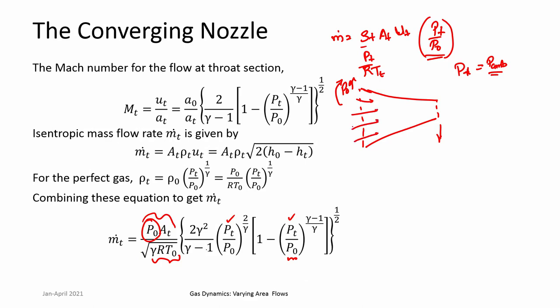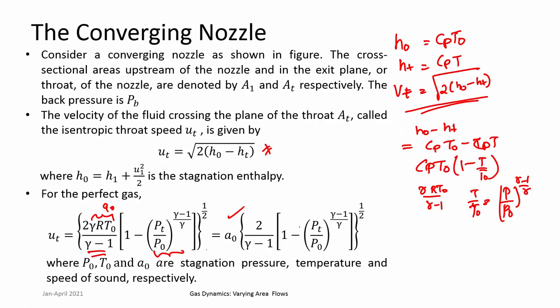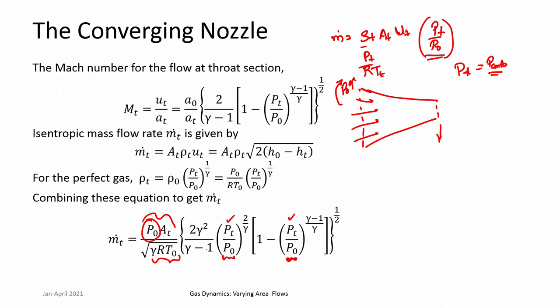The mass flow through this system can continue to increase, and you also see there is a Pt by P naught term. As Pt by P naught decreases, you can look at what happens to the exit velocity. T naught is a constant. Pt by P naught decreasing implies 1 minus Pt by P naught, this value, will increase, that means ut will increase. So your exit velocity will keep increasing.